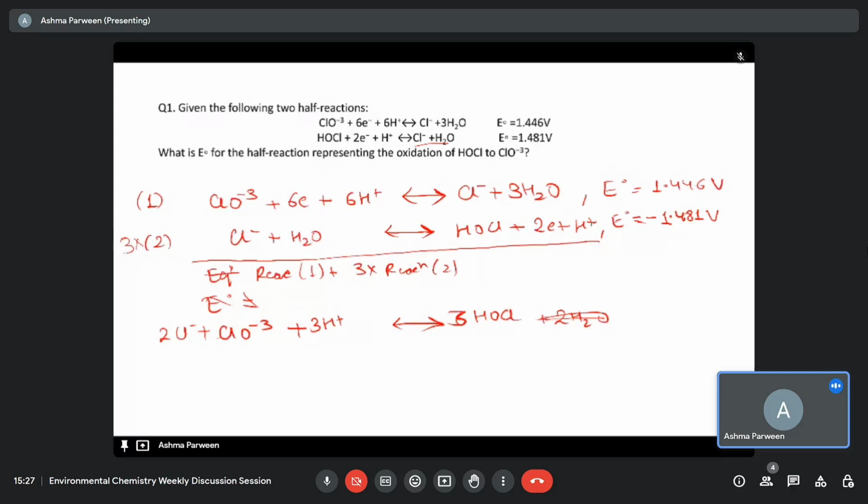Okay, we will see this question at the end. Even though I am having trouble in balancing this question, we know from the Nernst equation that the E naught value does not depend upon the number of electrons. Because E naught is given per electron, the overall E naught for the reaction will be 1.446.